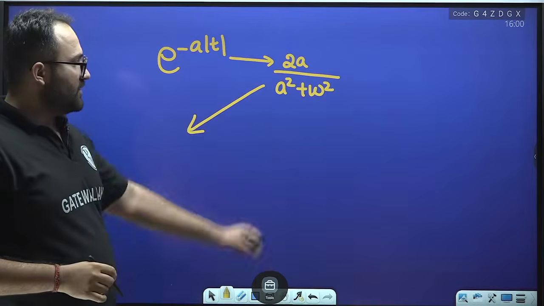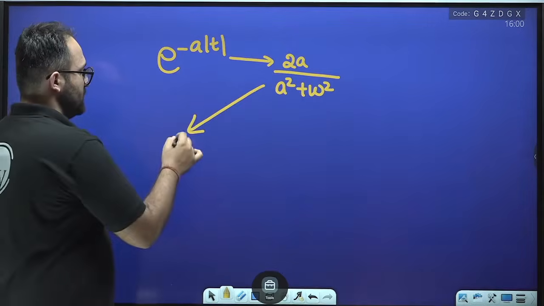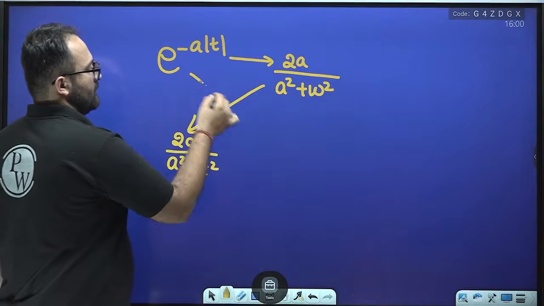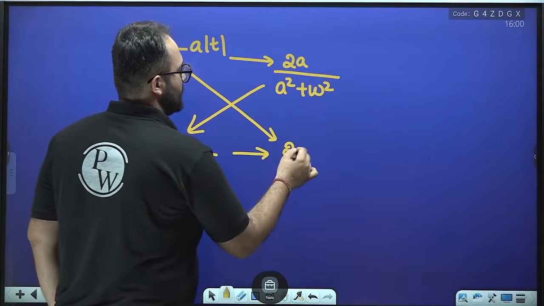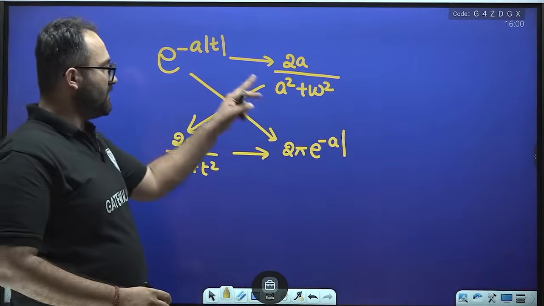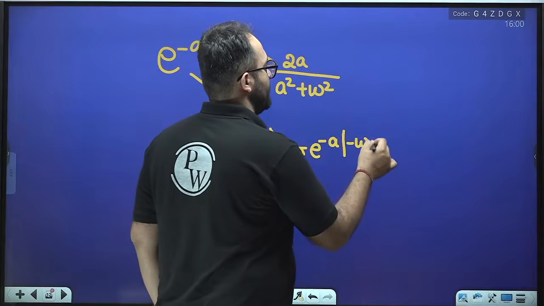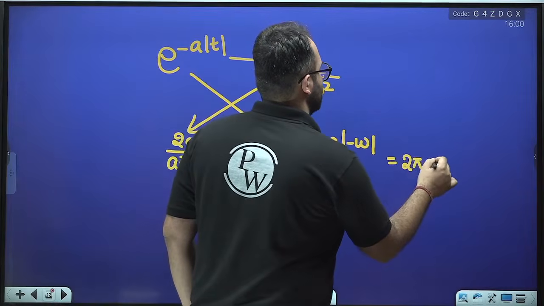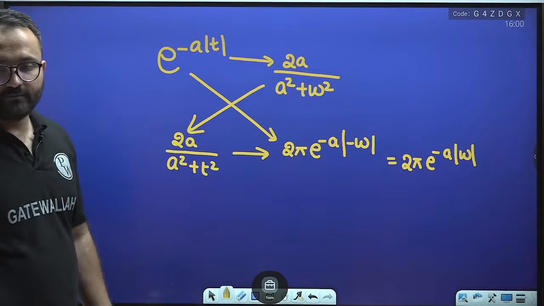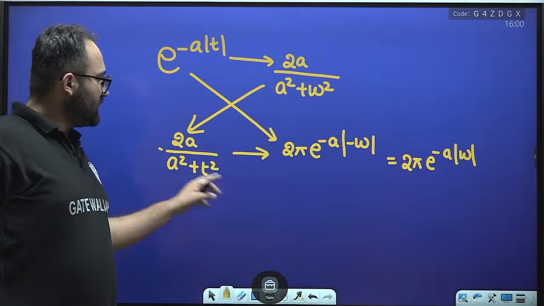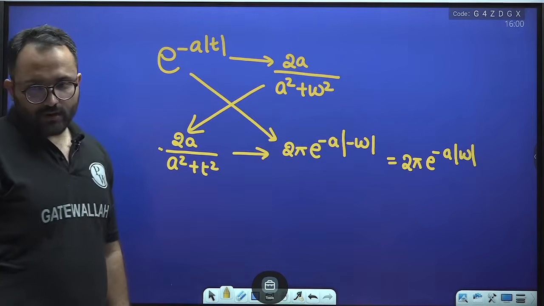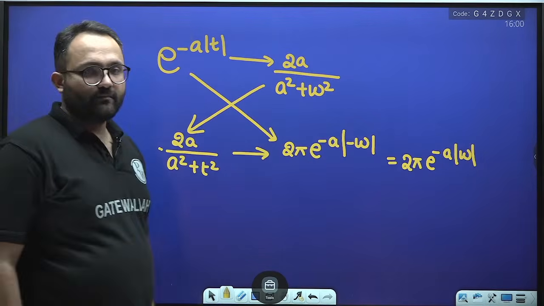Now apply duality. We replace omega by t here, so we'll get 2 pi e to power minus a. We replace t by minus omega, that is 2 pi e to power minus a mod of omega. So this is the result that we have got. This is the time domain signal and this will be the Fourier transform, 2 pi e to power minus a mod omega. So this is also one of the very important results.